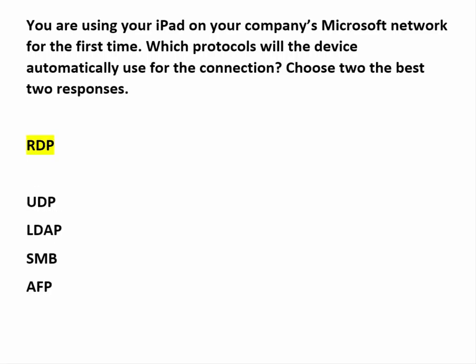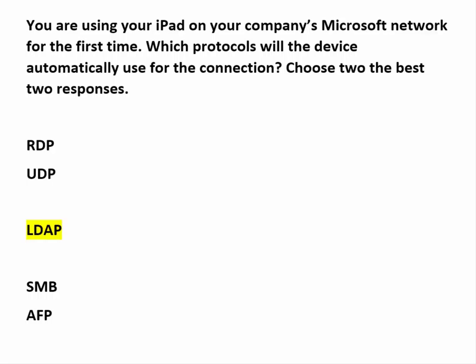The RDP protocol supports remote desktop connections. It will not work for regular network access. The UDP, or User Datagram Protocol, is used with TCP/IP connections, but does not support end-to-end communication. The LDAP protocol, or Lightweight Directory Access Protocol, supports directory services and won't help you here.